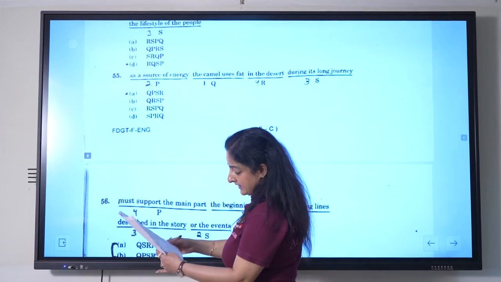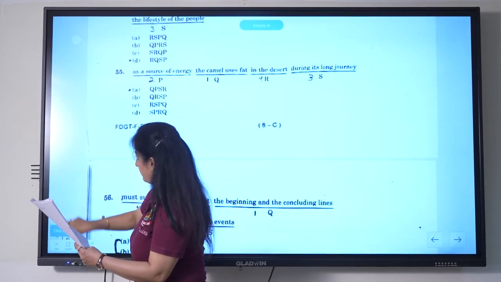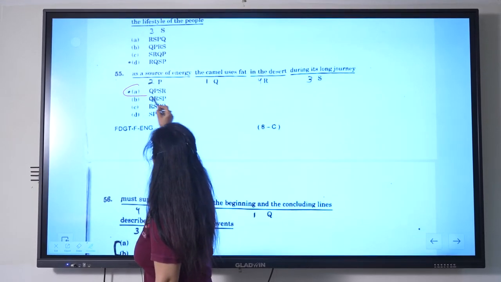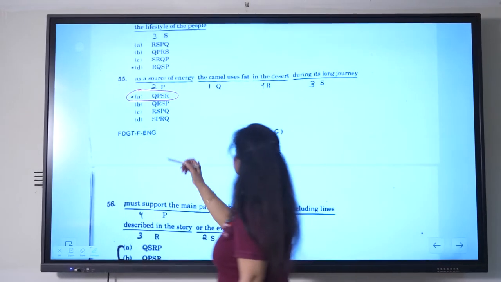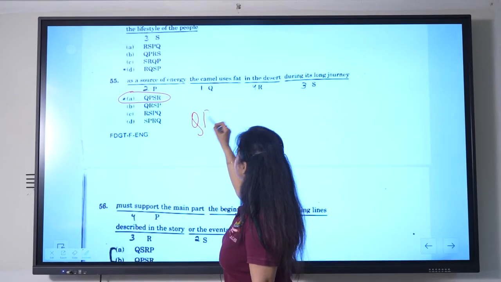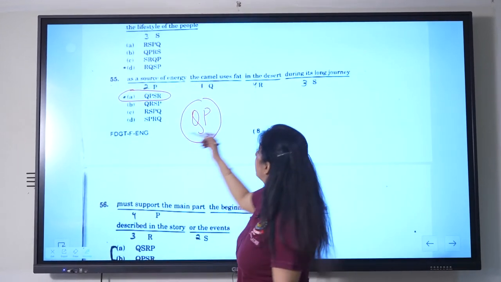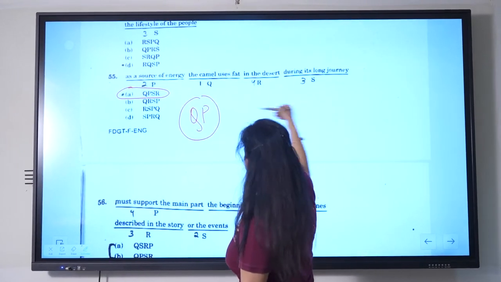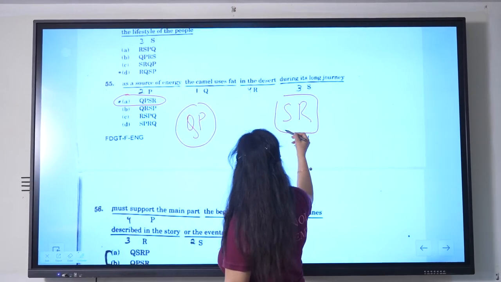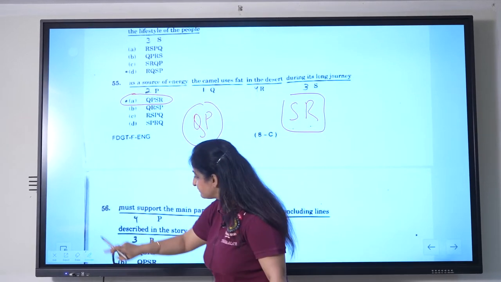Question 55. The answer is Alpha, QPSR. So the camel uses fat as a source of energy. QP connected, fat as a source of energy, and during its long journey where? So S has the word journey, R has desert. So journey in the desert. Okay.